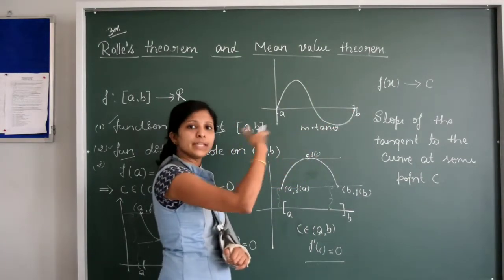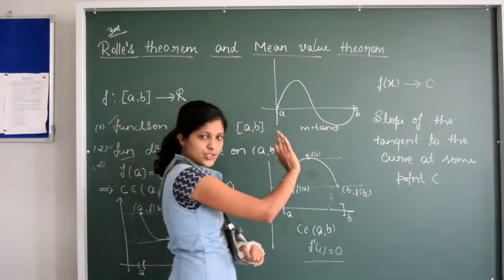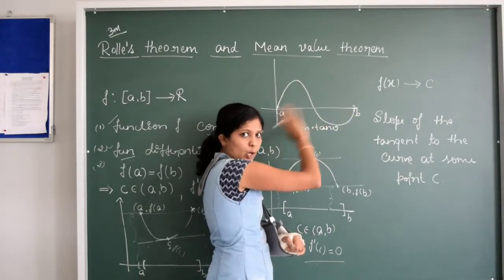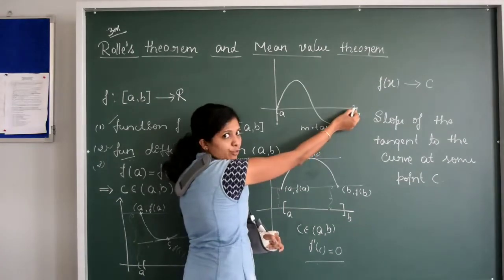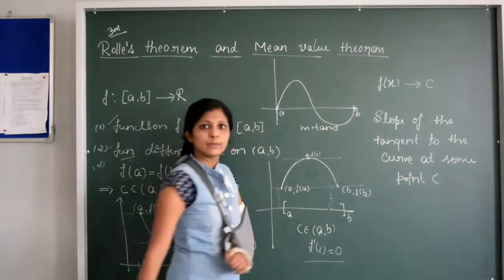So there are many tangents possible. So at these end points, the function is not differentiable, but the function is differentiable on the open interval A comma B. Now, f of A will be equal to f of B, right? f of A is equal to f of B. Both are on the x-axis. So f of A will be equal to f of B.